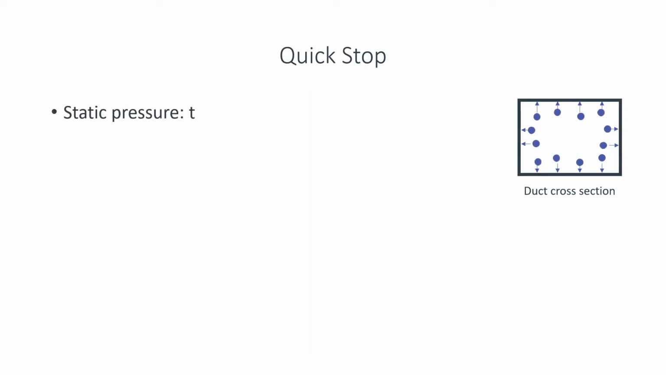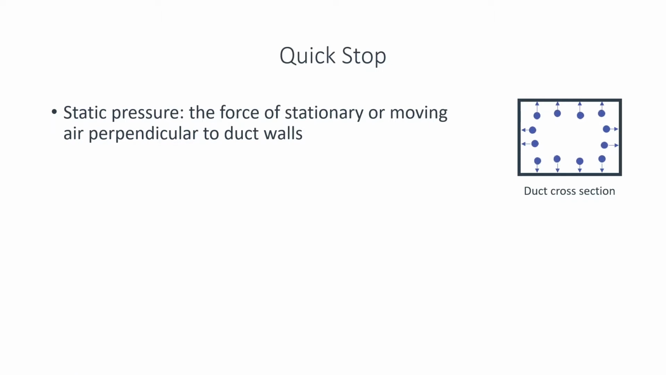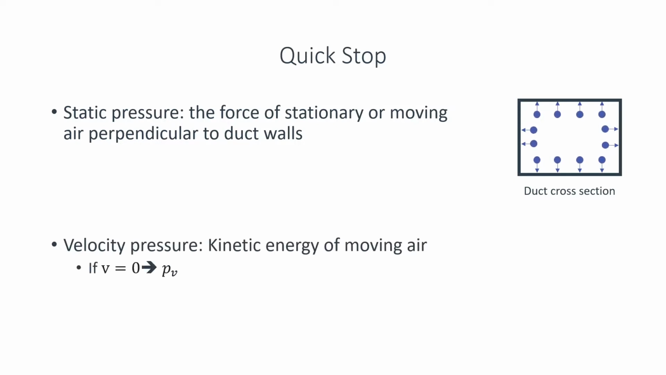Static pressure is the force of fluid particles on the walls of their container. It really doesn't matter whether we have a flow or not, we always have this static pressure. The velocity pressure is another form of expressing kinetic energy of the flow. An example of the velocity pressure is the force of air on a car when it's moving.